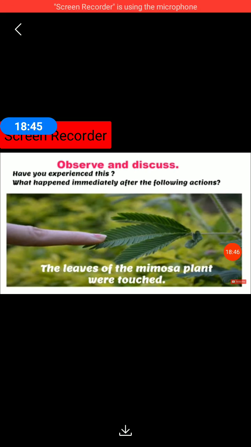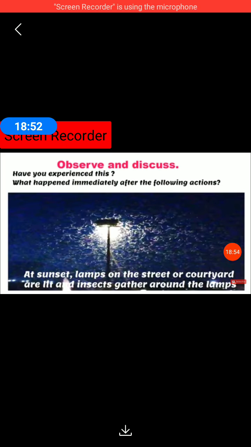So these are some responses. If we do some action, they give a response. So what do you mean by this? Also, you can see if a lamp on the street is flashed and insects are there, what will they do? They will gather around the lamps. Why does it happen? They are giving some response. We are going to study this further.